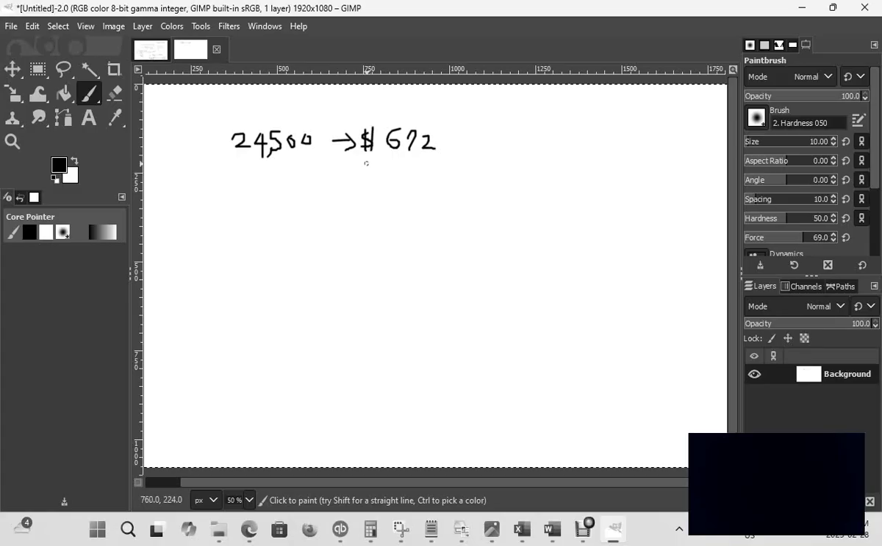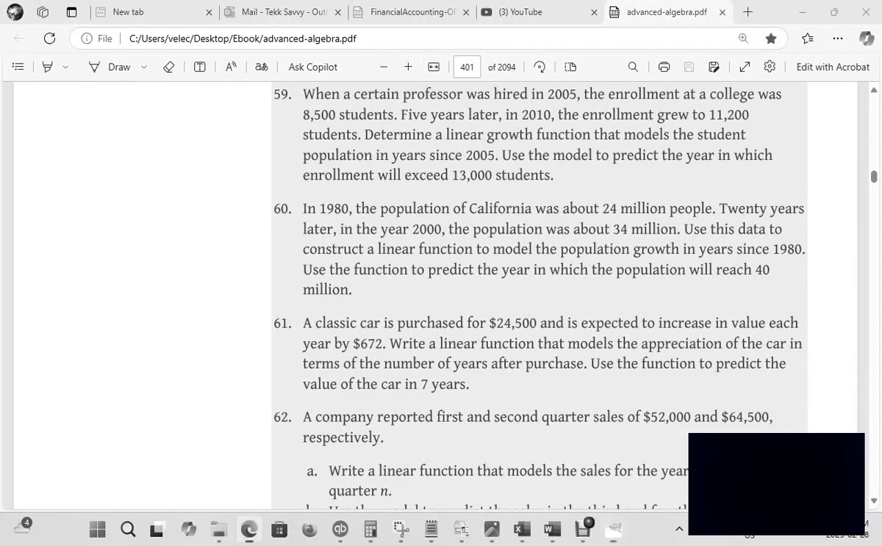If you need to insure your classic car, your vintage car, your antique car, your muscle car, whatever that might be, your classic automobile from the 1920s or 1930s, this is the best way to figure out how much insurance you would need to insure this car based on the increasing value. So 24,500, and whether or not you can afford to store these kind of vehicles in your garage or somewhere else. So 24,500 increases $672 every year.